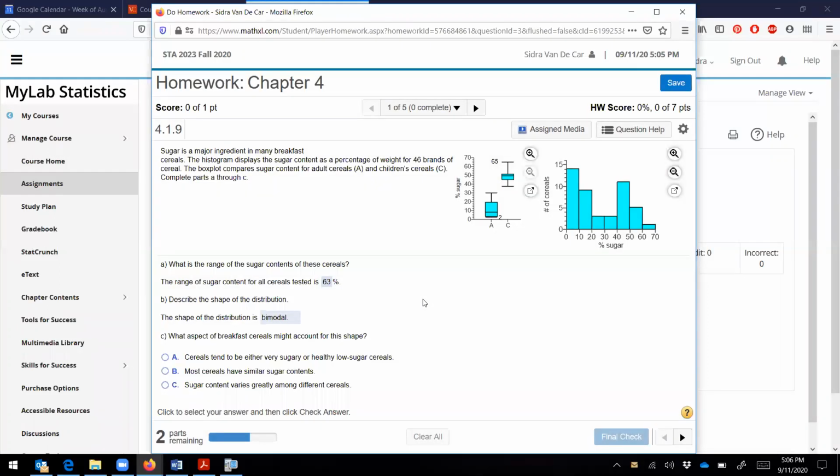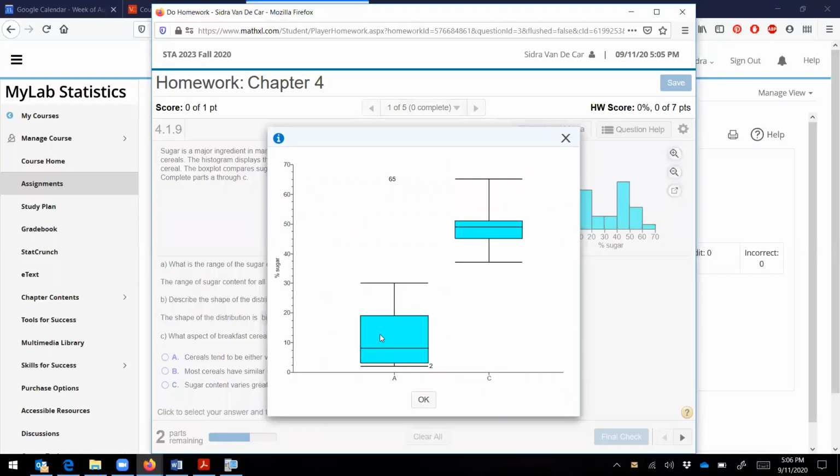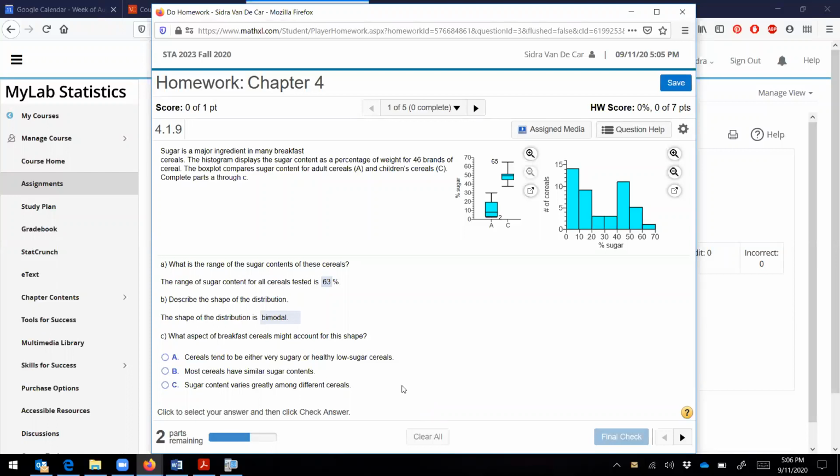What aspect of breakfast cereals might account for this shape? Notice that if we look here, we see that a large grouping of the adult cereal is low in sugar, and then we have another peak for the children's. So it's the fact that the cereals seem to be in 2 different categories, right? Cereals tend to either be very sugary or healthy low sugar cereals. And that would be right.